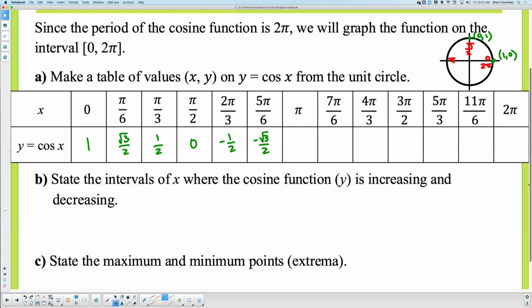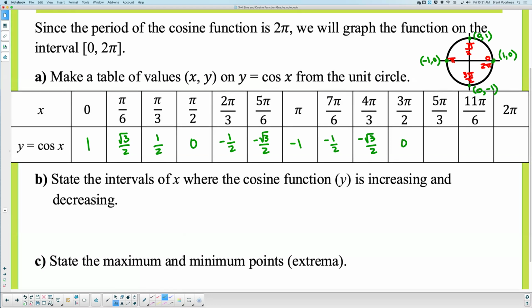At pi, I want to place the point. What's the x value at pi? -1. Very good. -1. So this becomes a -1. And now we start working our way back around. So this will be negative 1/2. This is negative square root 3/2. And then we come to this point here at 3 pi/2. At 3 pi/2. What's the x value? Not the y. What's the x value at 3 pi/2? 0. You got it. 0.